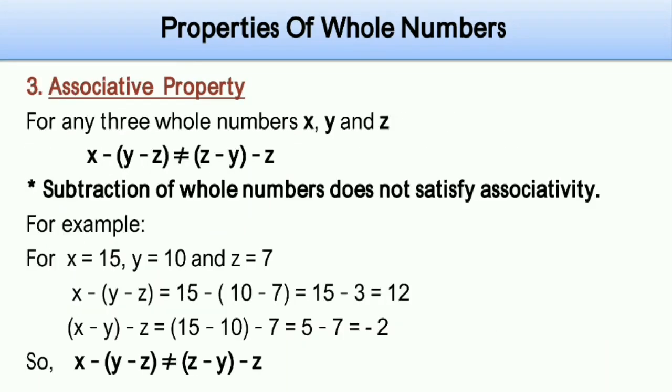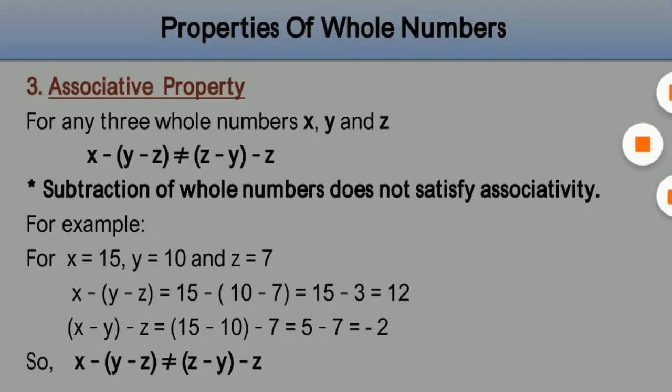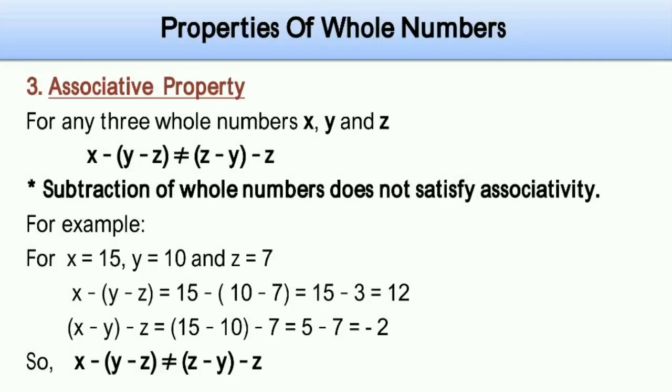Now the associative property. The third one is the associative property for subtraction that we are talking about. If we take three whole numbers, then what happens?